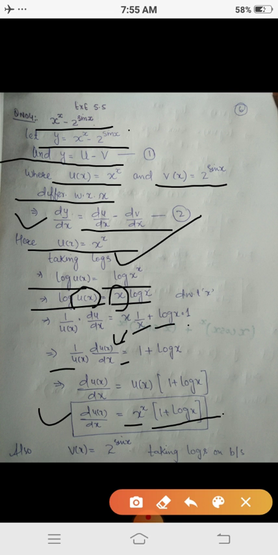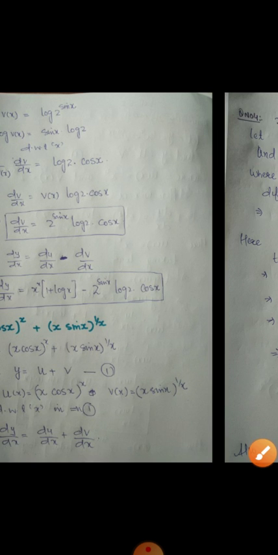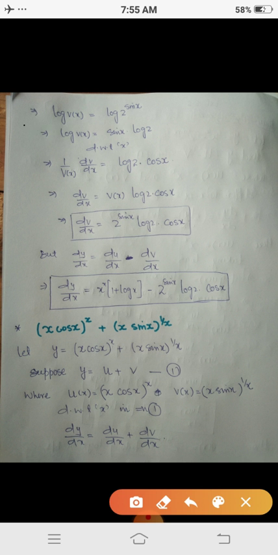Also v of x is 2 raised to sine of x. Now this is a power function. For a power function we use logarithmic differentiation, provided this power function is positive. So taking logs on both sides in this equation, we simply get log of v of x equals log of 2 raised to sine of x, or log of v of x is sine x into log 2.